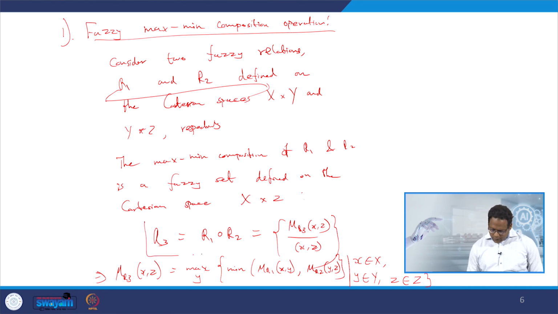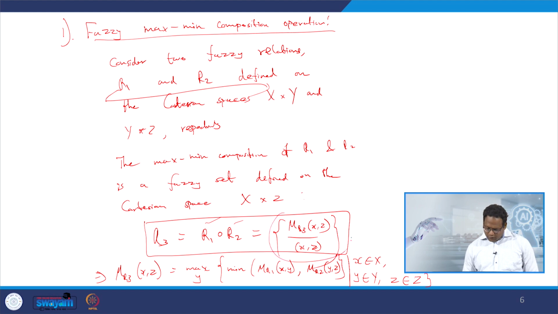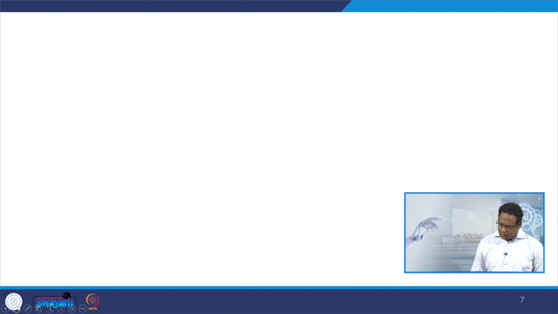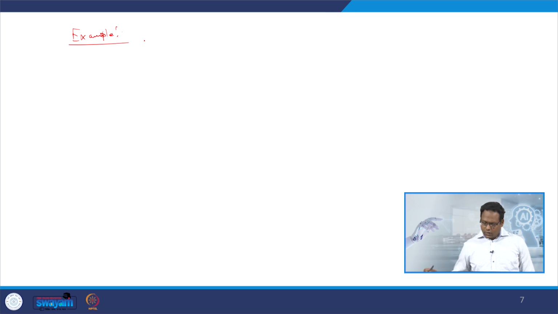So R3 is obtained as a composition of R1 and R2, which is given by this expression where the numerator mu R3 of x comma z is given by max of minimum of these membership functions corresponding to the two spaces. Now let us see an example to understand this max min fuzzy composition operation.